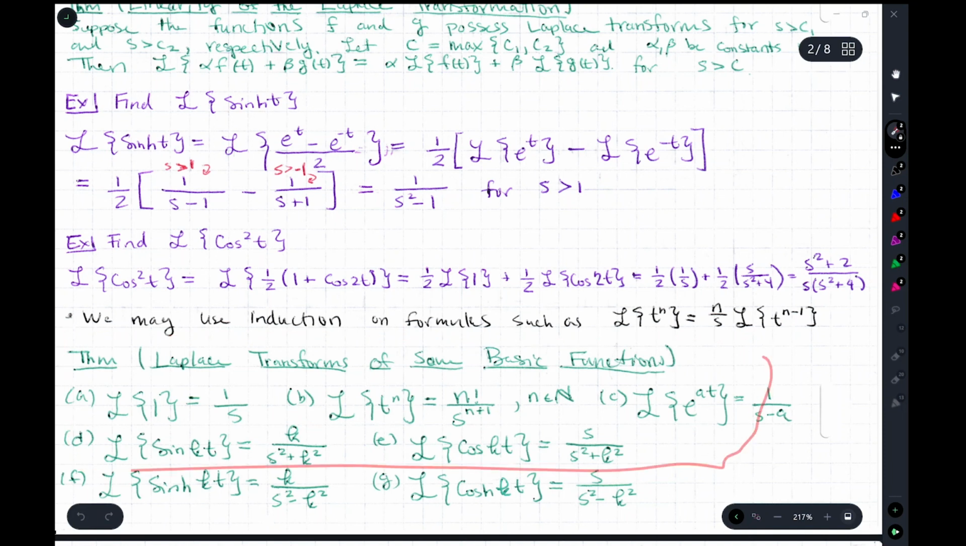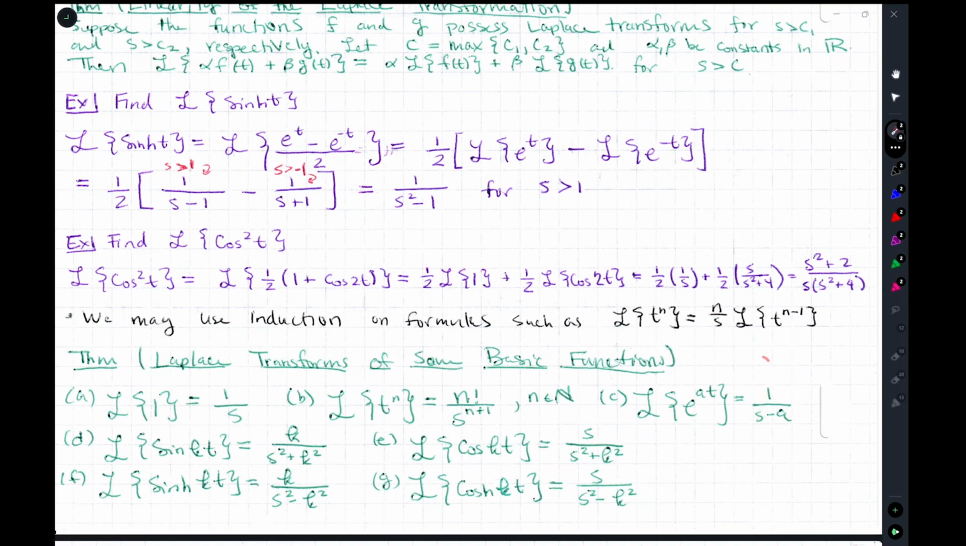There are, of course, a lot more complicated tables. But here are some basic Laplace transforms to work with. And along with the property of linearity, they could be used to get the Laplace transform for a lot of different functions.